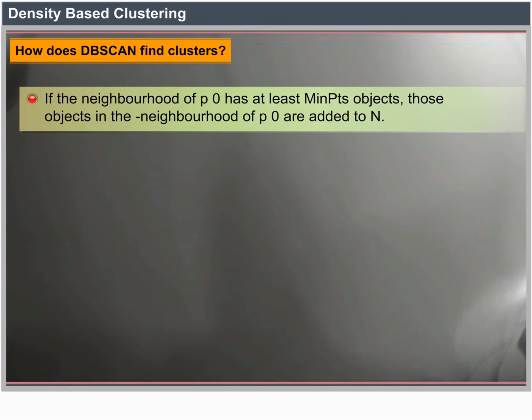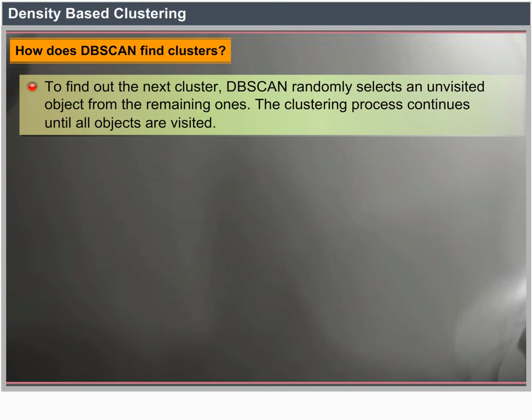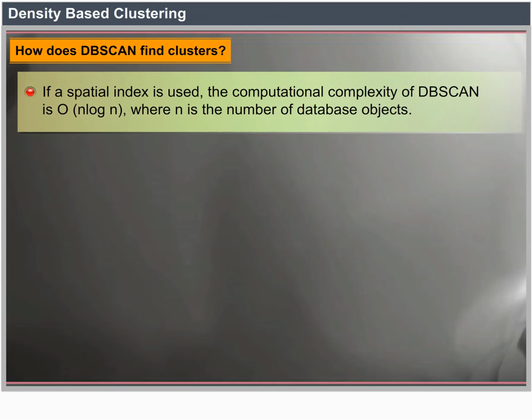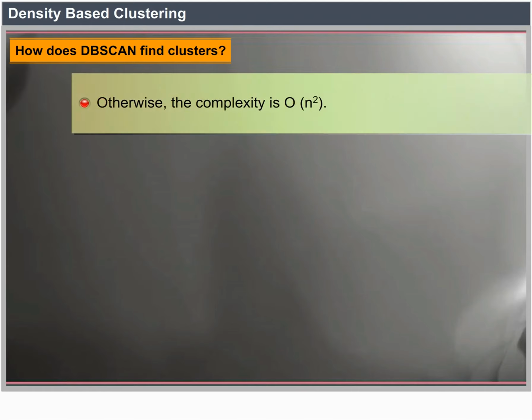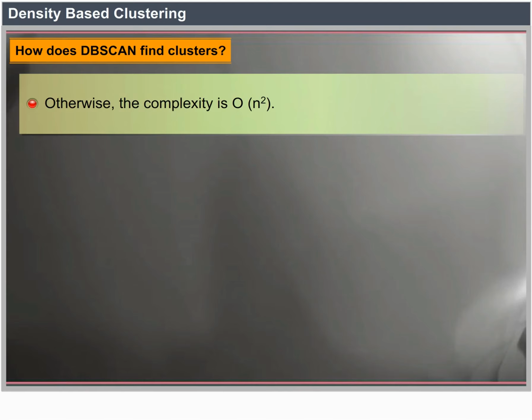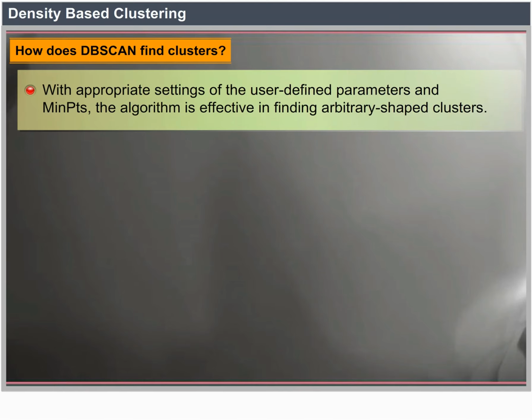To find the next cluster, DBSCAN randomly selects an unvisited object from the remaining ones. The clustering process continues until all objects are visited. If a spatial index is used, the computational complexity of DBSCAN is big O of n log n, where n is the number of database objects. Otherwise, the complexity is big O of n squared. With appropriate settings of the user-defined parameters epsilon and min points, the algorithm is effective in finding arbitrary shaped clusters.